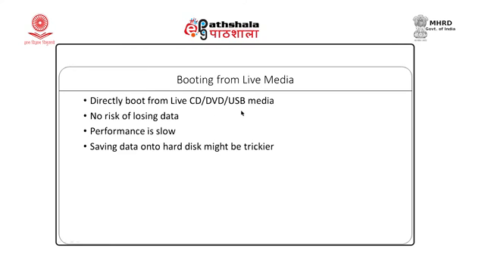When we are using a tertiary storage device like CD, DVD, or USB, there is no risk of losing data that is on our hard disk. The drawbacks are that performance becomes slow, because CD or DVD are slow media compared to a hard disk. So, if we install Linux on the hard disk, we get better performance, but if we are installing on these media, that is the tertiary storage, our performance will degrade.